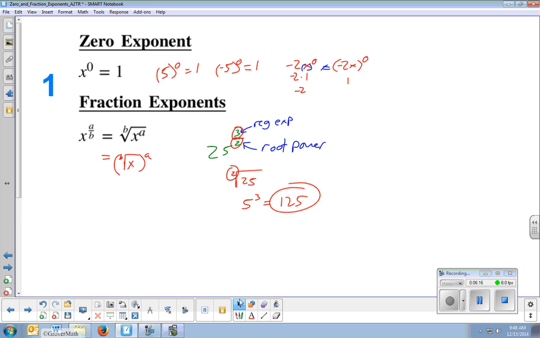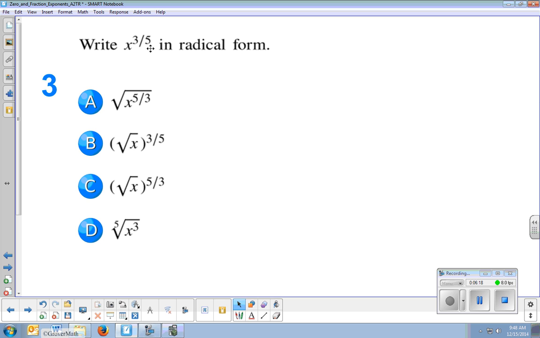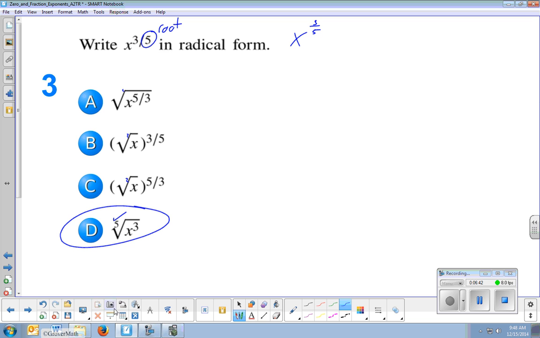Let's look at a couple of examples. So x to the 3 over 5 in radical form. So this bottom number is my root. Right? This is the same thing as x to the 3 over 5. And the bottom number is the root. So I'm looking for fifth root. Nothing here means square root. Here is fifth root and of regular old x cubed. So that's the answer.